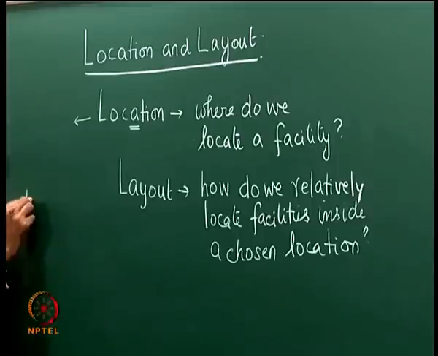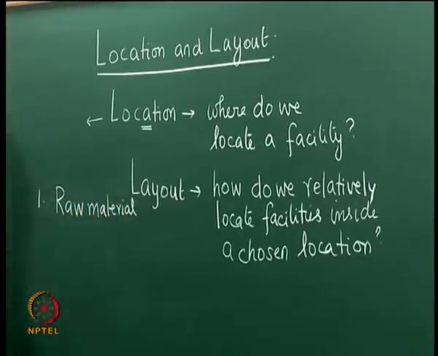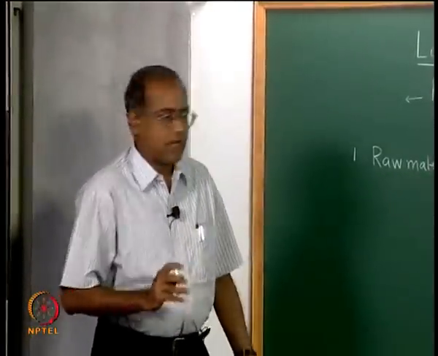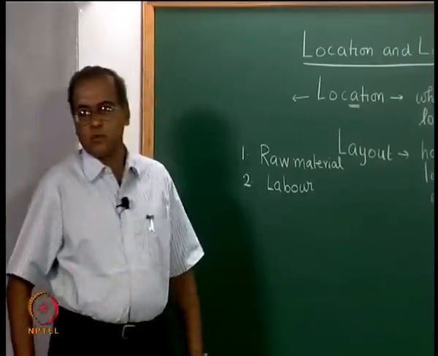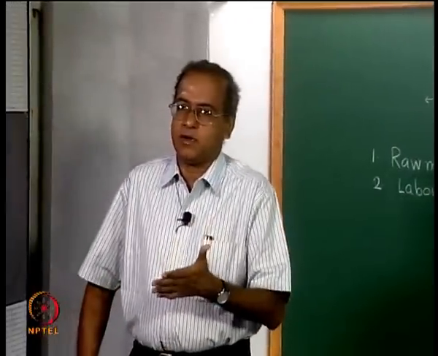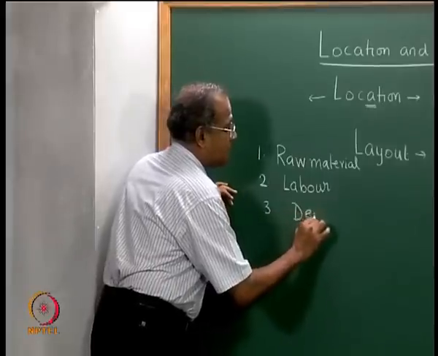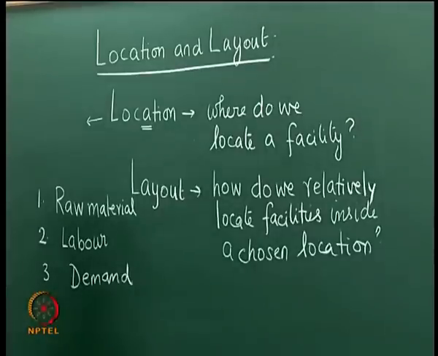The first important decision is raw material. If we are looking at locating a manufacturing plant or a facility which is raw material intensive, then it is customary to locate these near the places where we have raw material available. Sometimes location decisions are also based on labor availability, areas where labor is abundantly available and labor is not very costly. Sometimes location of facilities also happens near the demand areas, particularly retail stores, banks, etc. are all located near the demand area.